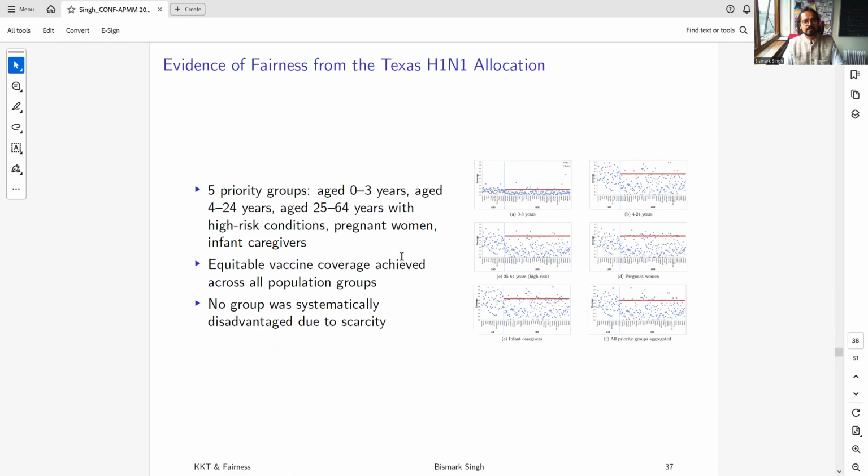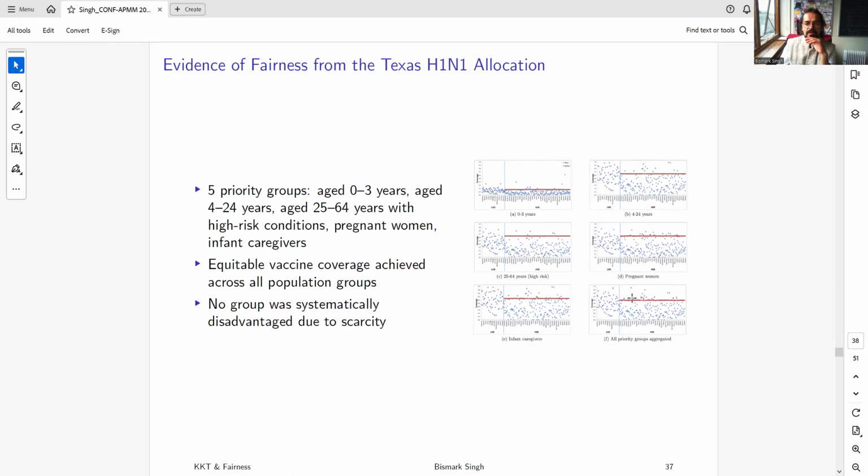So if we look at that work from 2017, then the 5 priority groups at that time were as such. So infants, people between the age of 4 and 24, people with high risk between 4, pregnant women, and infant caregivers. So the blue dots up here denote the values of F, so the initial coverage.